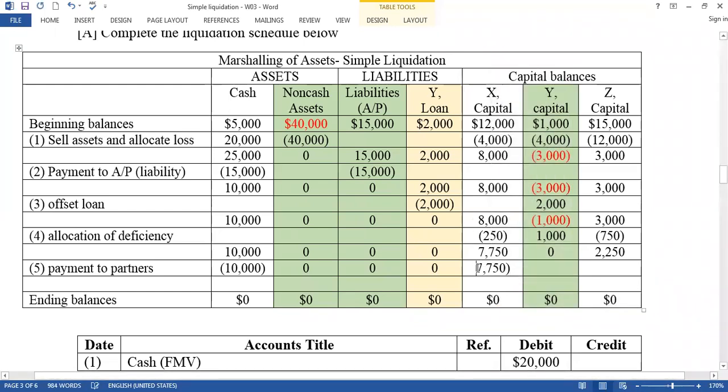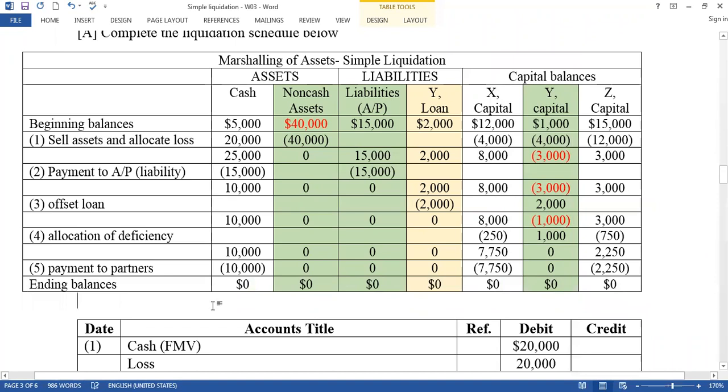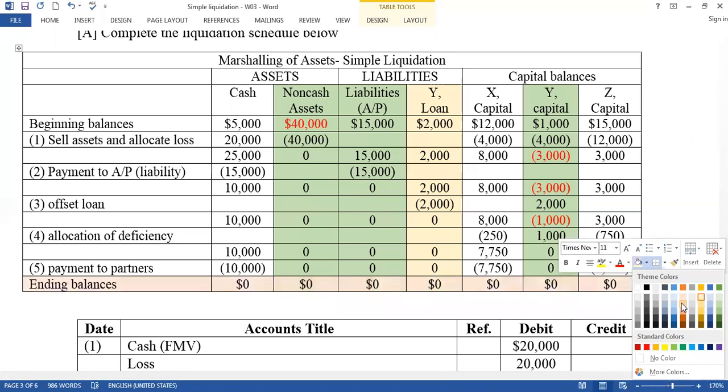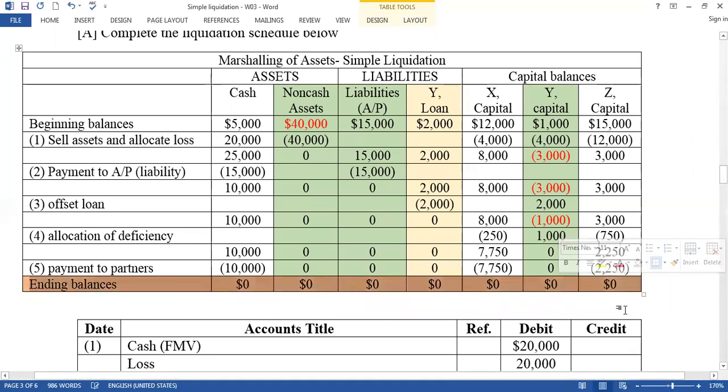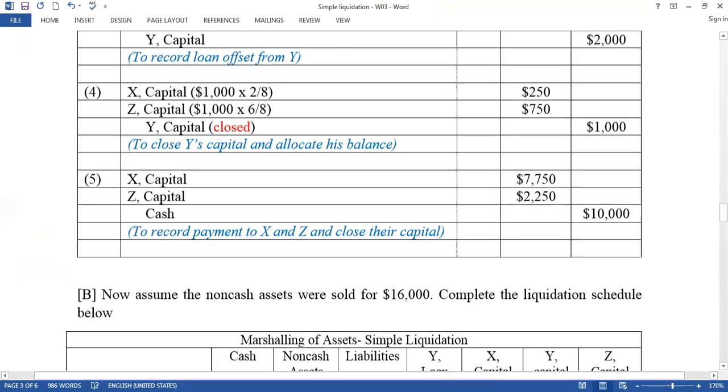That means X capital account we are going to close, right? So if we make it debit, it is going to close. Then we are going to close Z capital. Now look at this chart. So all become 0, 0, 0, right? And this is the journal.